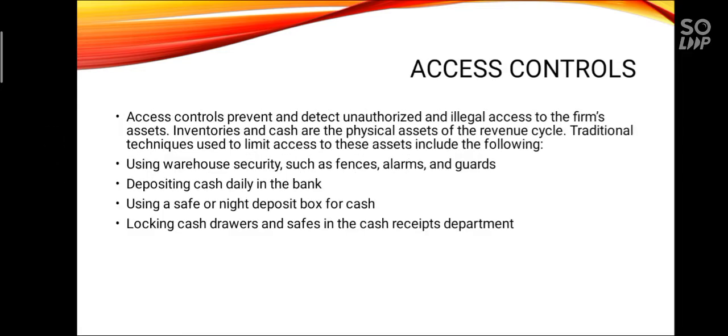Access control. Access controls prevent and detect unauthorized and illegal access to the firm's assets. Inventories and cash are the physical assets of the revenue cycle. Traditional techniques used to limit access to these assets include the following: using warehouse security such as fences, alarms, and guards; depositing cash daily in the bank; using a safe or night deposit box for cash; and locking cash drawers and safes in the cash receipts department.